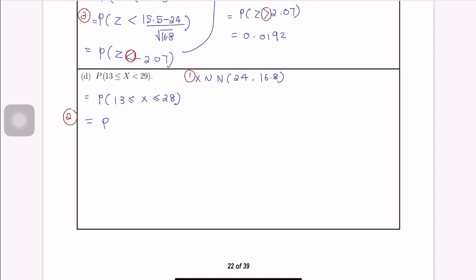So draw a number line. If not sure, draw a number line. There's no harm if you draw the number line. So we have 13 and 28, both inclusive. So to do CC, just go outside the blue line. Okay, so negative 0.5 and positive 0.5. So CC is 12.5. Okay, please be careful when you add or minus 0.5 here. So x to 28.5.